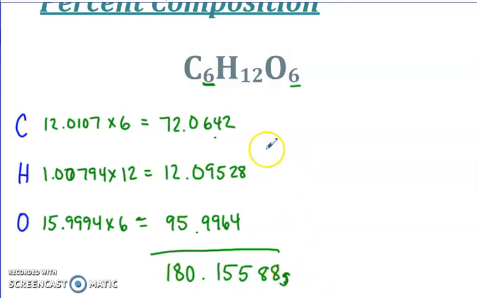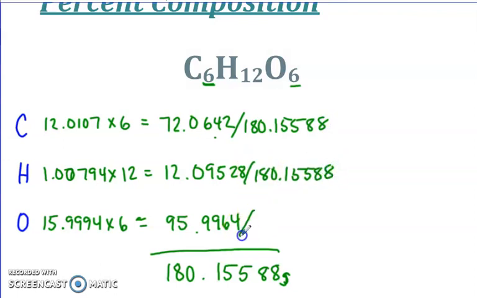Again, part divided by whole, so we're going to divide each one by 180.15588. Go ahead and figure out what those values are. So go ahead and pause it. And don't forget to multiply by 100 and to carry out your answers to the nearest hundredth. Pause it right here and check back as soon as you're ready.